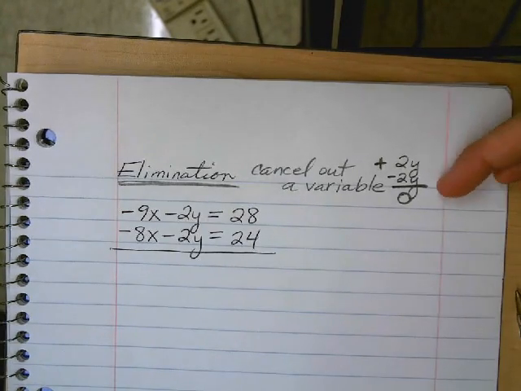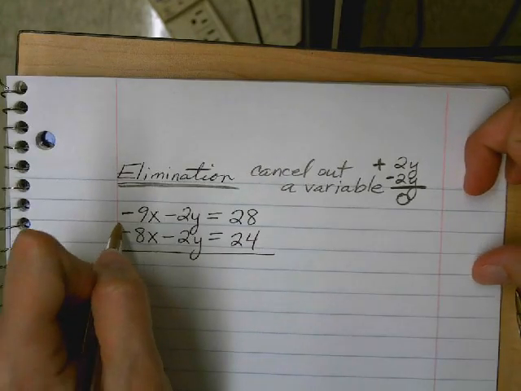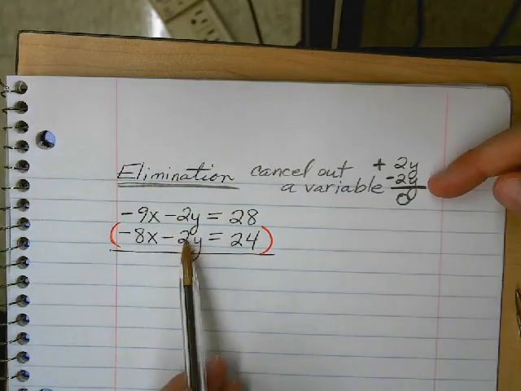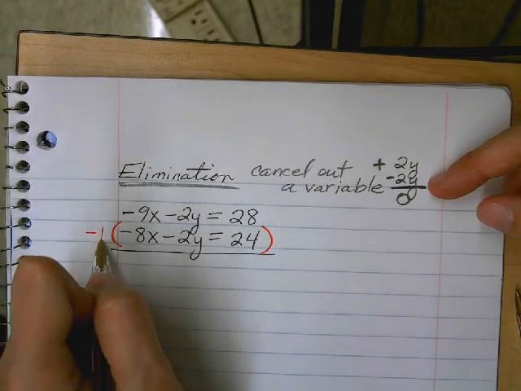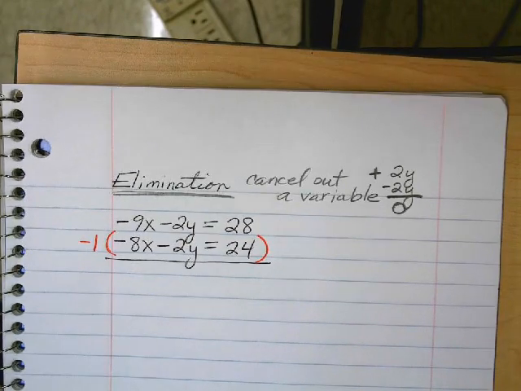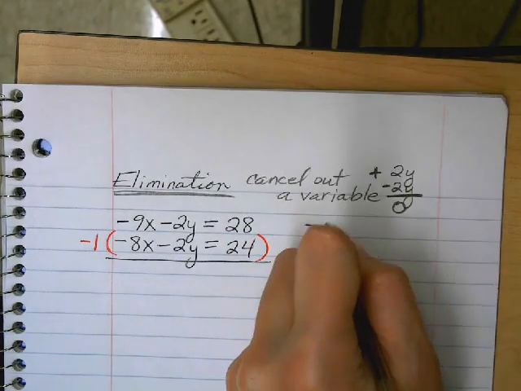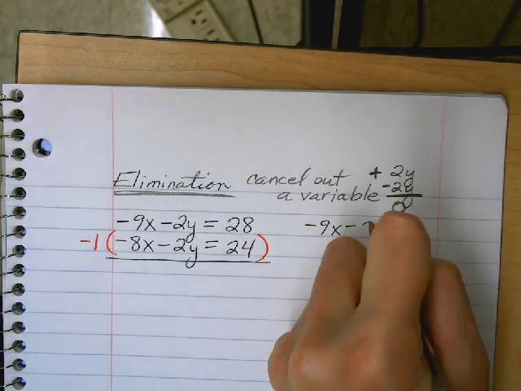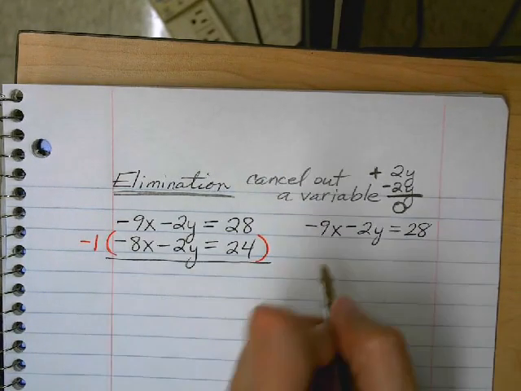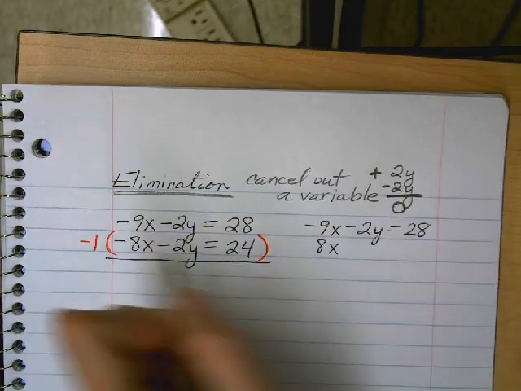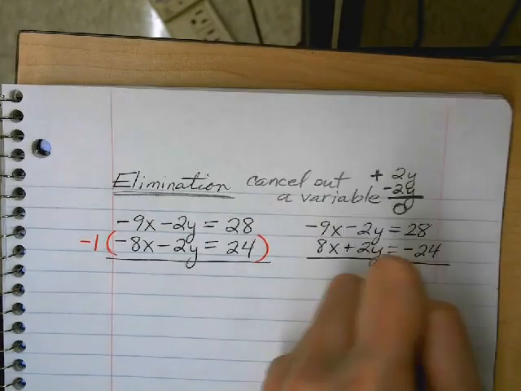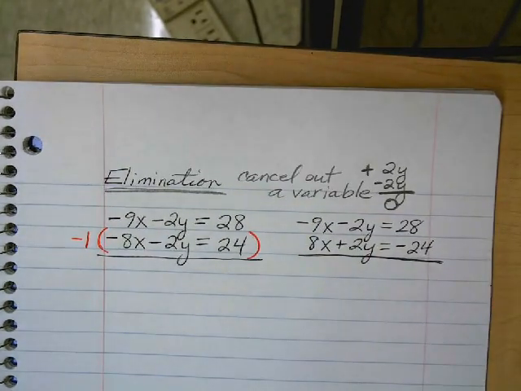How do we fix it? How do we make one positive and one negative? Well, the strategy is I want one of them to be positive 2y and one of them to be negative 2y. Let's take one of the problems and times the entire problem by negative 1. That'll switch the signs. So the top problem, I'm going to copy it the same: negative 9x minus 2y equals 28. I'm taking the second problem, and I'm going to times everything by negative 1. So it makes it positive 8x, positive 2y, equals negative 24. See what I did? I times the entire bottom row by negative 1.